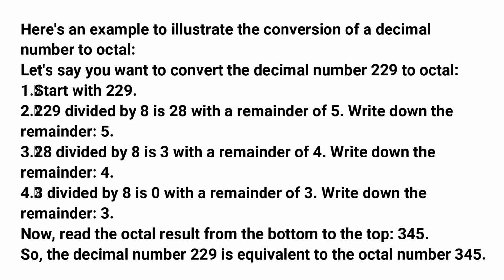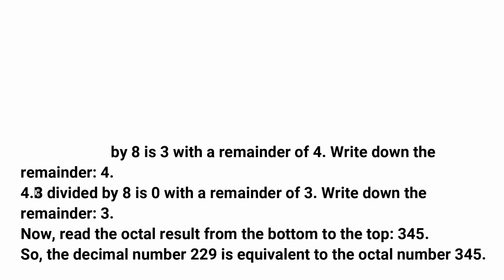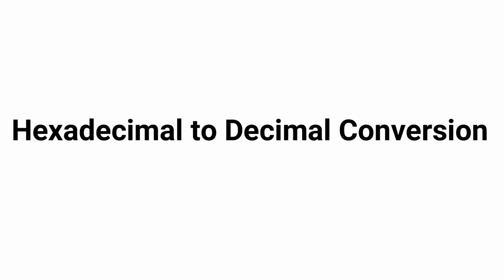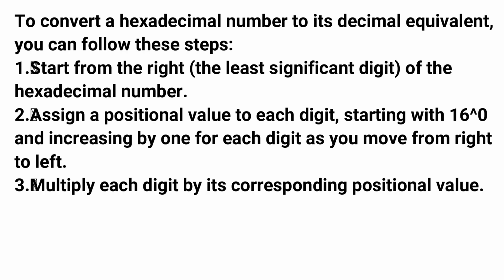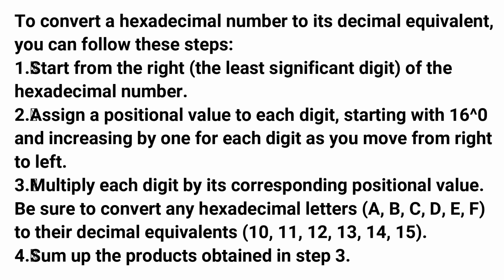You can use this method to convert any decimal number to its octal representation by recording the remainders at each step of division. Hexadecimal to decimal conversion. To convert a hexadecimal number to its decimal equivalent, you can follow these steps. 1. Start from the right, the least significant digit of the hexadecimal number. 2. Assign a positional value to each digit, starting with 16^0 and increasing by 1 for each digit as you move from right to left.